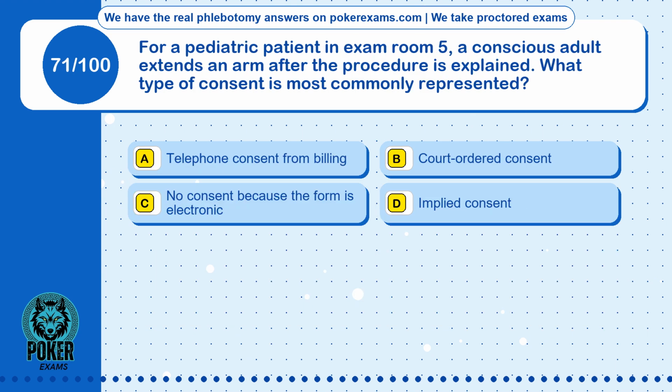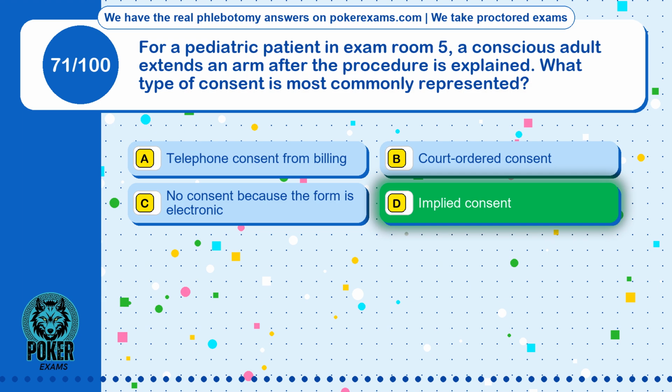Question 71. For a pediatric patient in exam room 5, a conscious adult extends an arm after the procedure is explained. What type of consent is most commonly represented? Option A, telephone consent from billing. Option B, court-ordered consent. Option C, no consent because the form is electronic. Option D, implied consent. The correct answer is option D, implied consent.